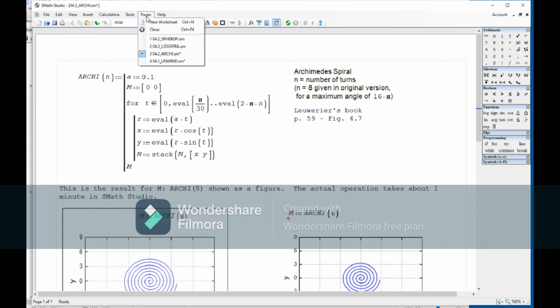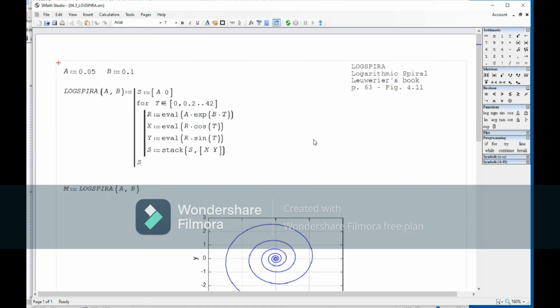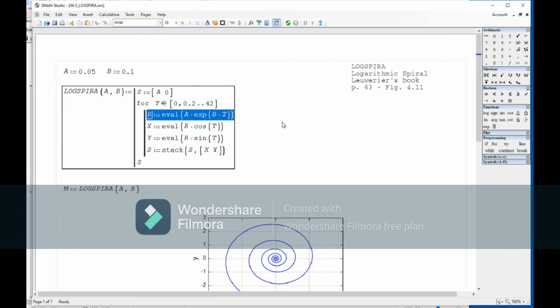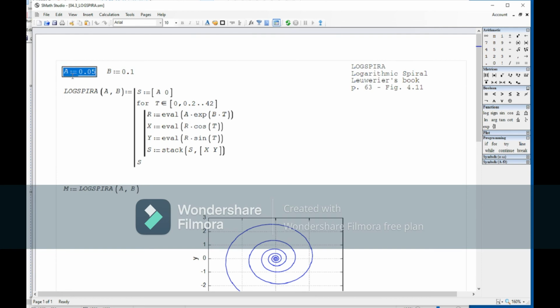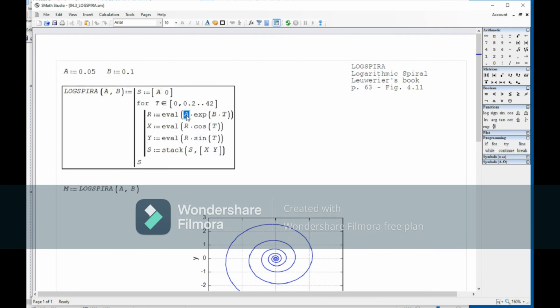The third case is the logarithmic spiral. And again, the x and y coordinates are calculated as if you were calculating the coordinates of a circle, but the radial distance is exponentially growing with the parameter t. A and b are a couple of parameters. A is the amplitude of this exponential growth function, and bt is the argument of the exponential function. And here we have values of t going from 0 to 42 in increments of 0.2.